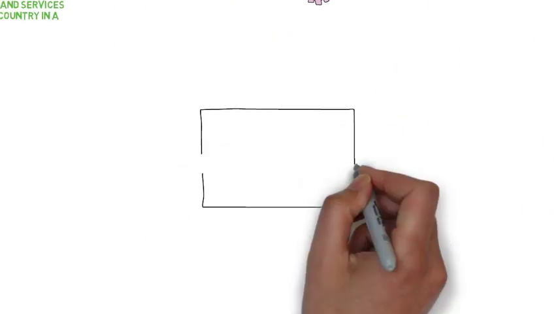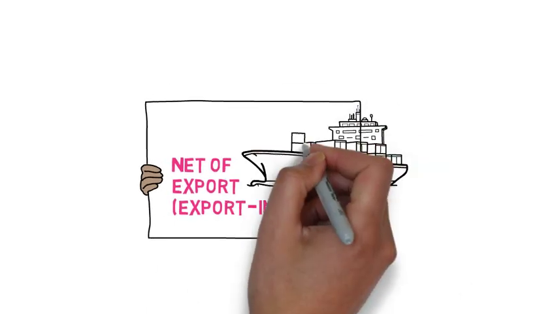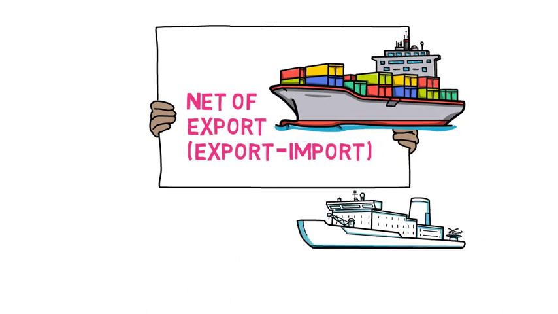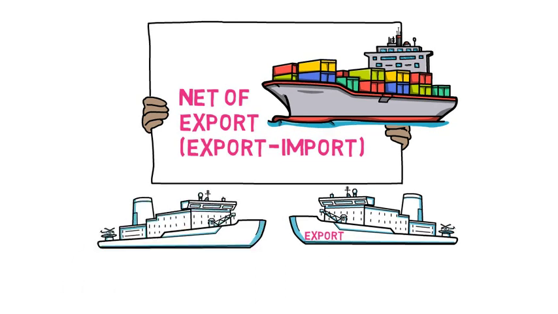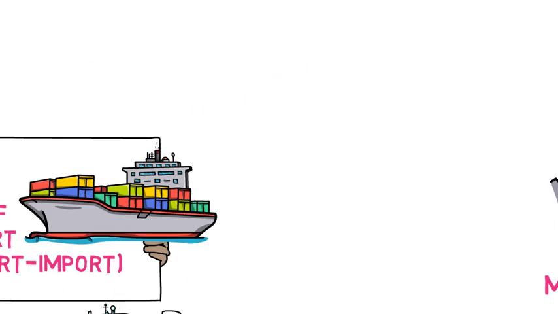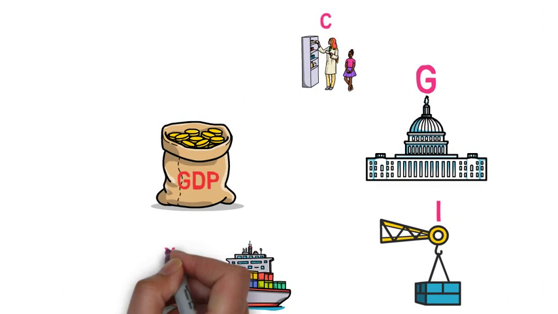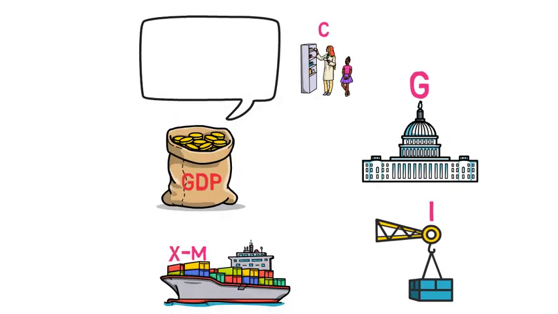Net of export takes care of what is coming into the country and what is going out of the country. When we export, we earn money, and when we import, we spend money. If export is more than import, it's a surplus, otherwise it's a deficit. When we add all of them, we get GDP.